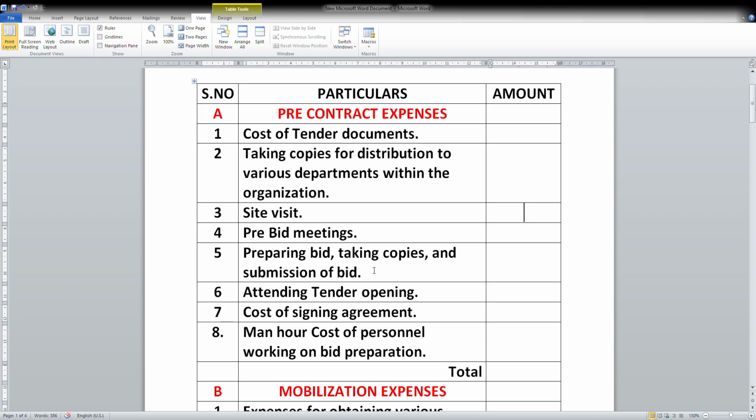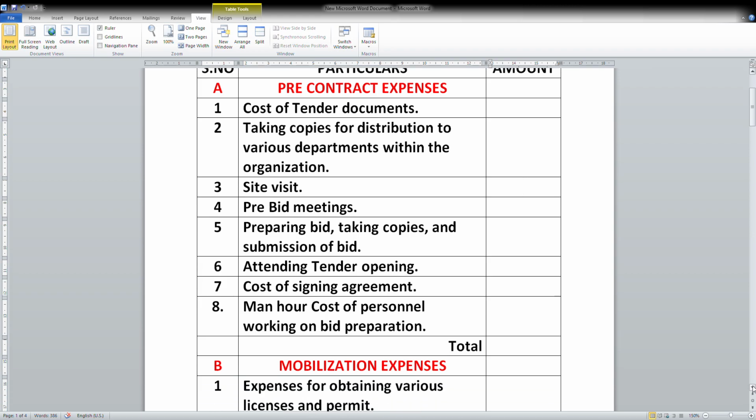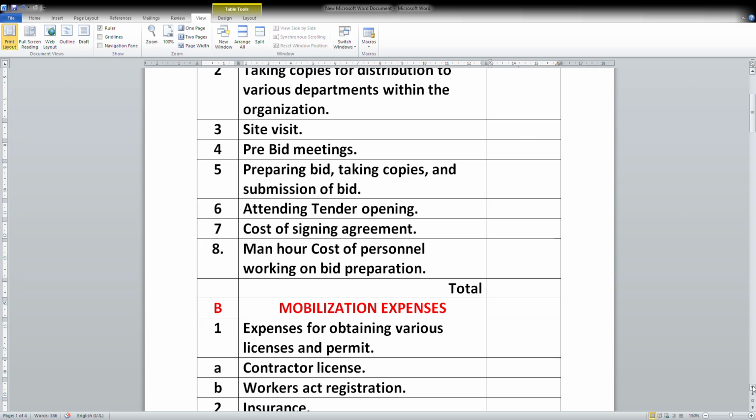Once the bid is prepared, certain copies have to be taken and the bid submitted, so there are certain costs. Attending tender opening: again, to attend the tender opening, if it is outside your place, then there is certain cost. If there is no cost, then it is not applicable. Cost of signing agreement: if there is any cost involved, you can mention it, otherwise it is not applicable. Man hour cost of personnel working on bid preparation: there will be certain personnel working on bid preparation, so there will be certain cost that can be taken. So all this comes under pre-contract expenses, and the amount can be calculated accordingly.